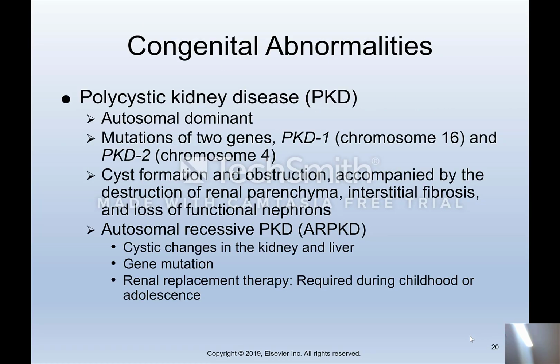Okay, congenital abnormalities continue. Polycystic kidney disease, PKD, is an autosomal dominant disease, a mutation of two genes: PKD1 on chromosome 16 and PKD2 on chromosome 14. There is cystic formation and obstruction accompanied by destruction of renal parenchyma and interstitial fibrosis. Autosomal recessive PKD involves cystic changes in the kidney and liver, and genetic mutations.